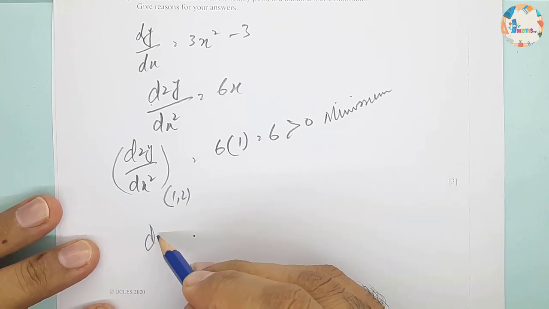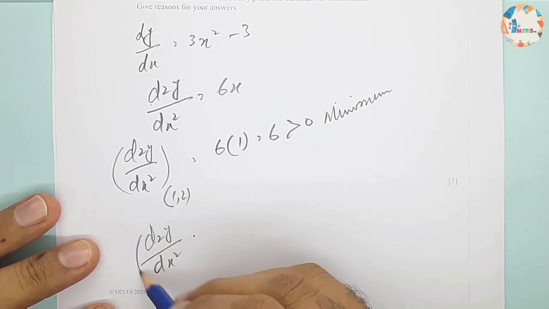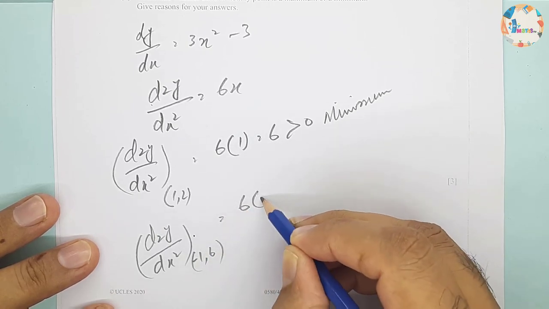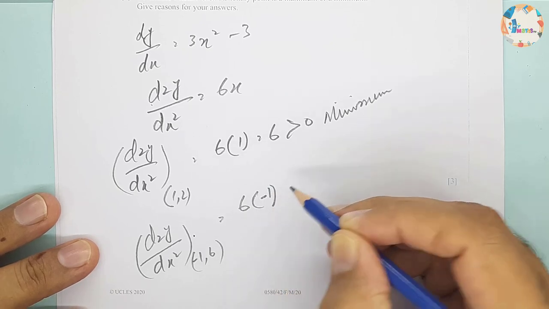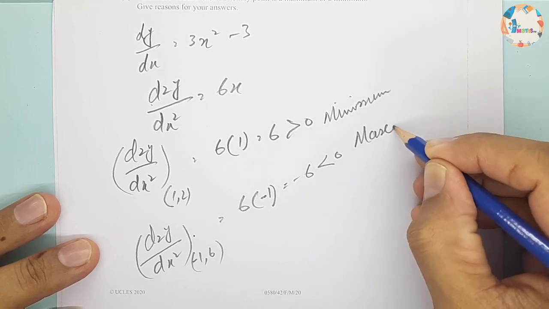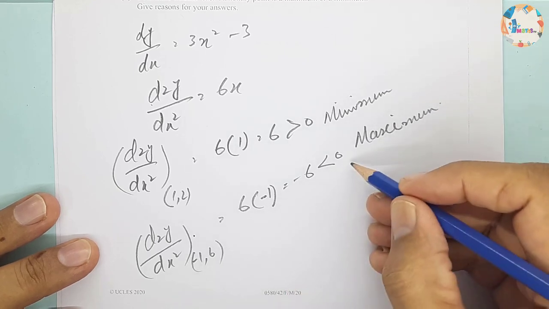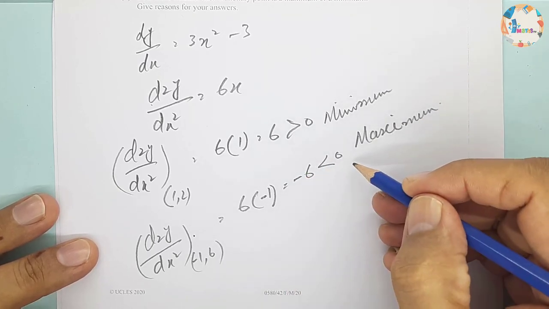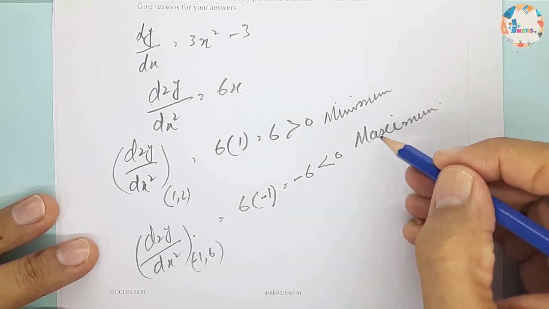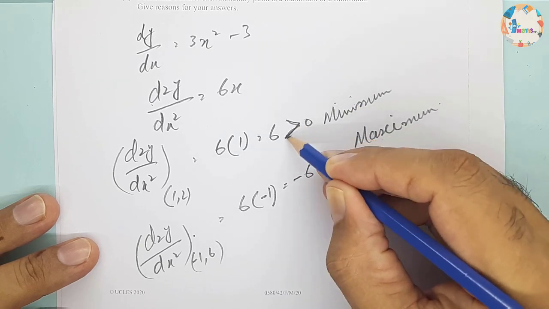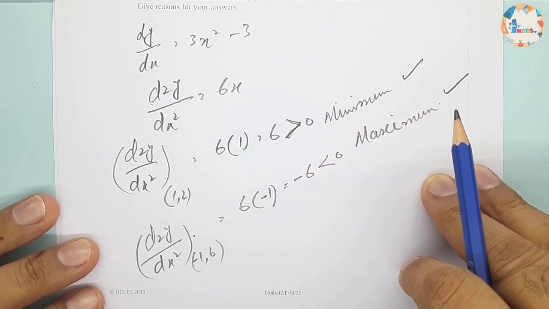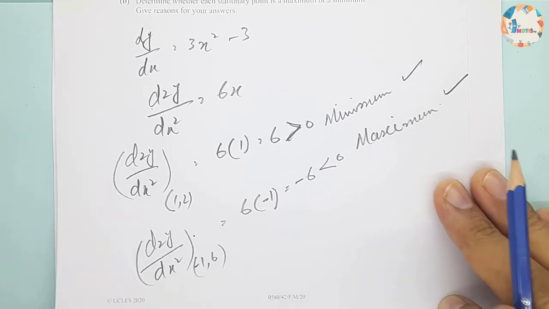And for the second point, d2y over dx squared at minus 1 and 6, at this point will be 6 into minus 1, and we will check this is minus 6, which is less than 0. So this will be the maximum, because if the second order derivative is less than 0, it will be a maximum, and if greater than 0, it will be a minimum. This is how we can identify the maximum and minimum. This working will be required for that. Hopefully you got this point as well.